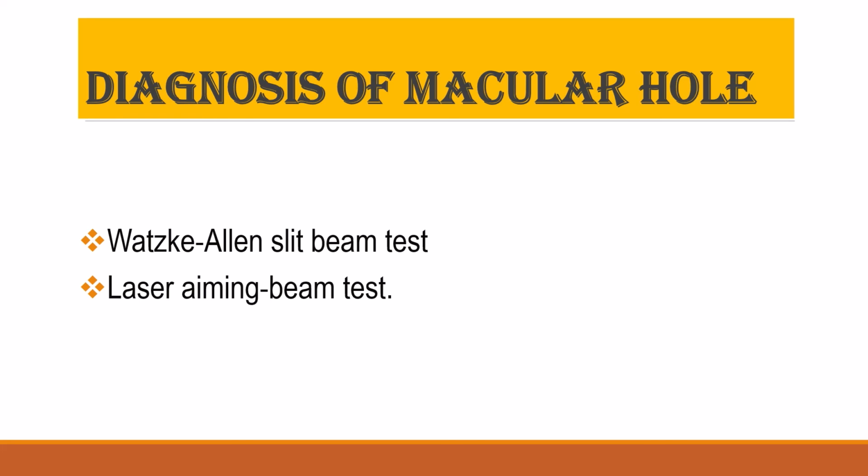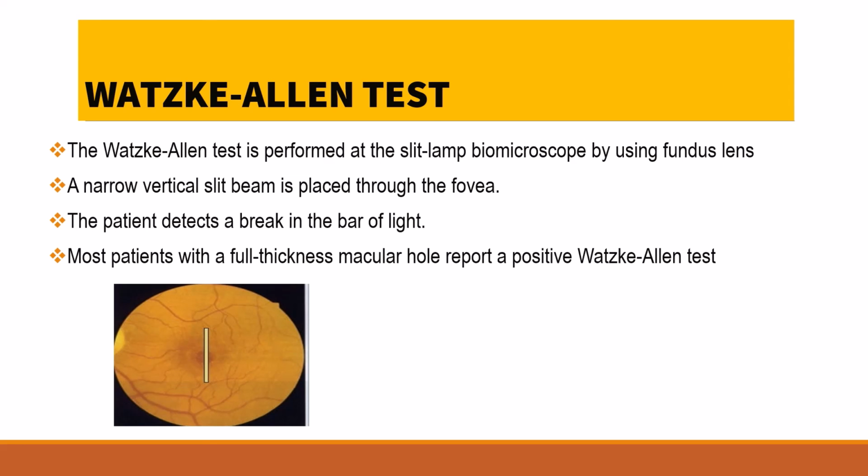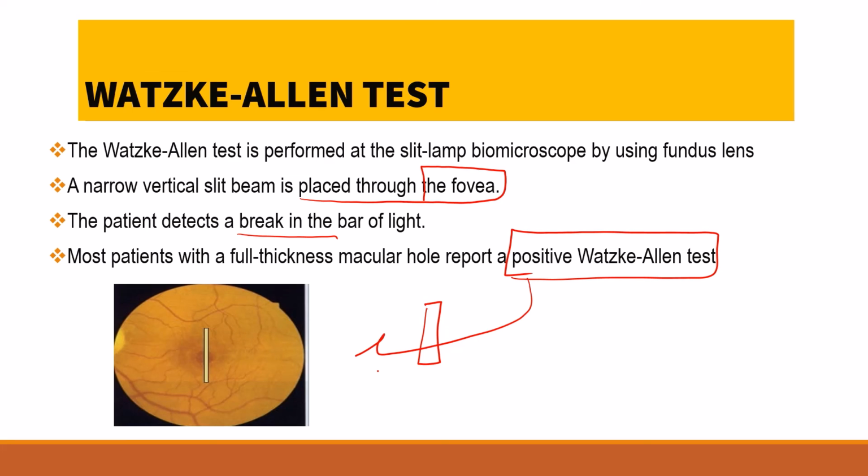But there are two diagnostic tests which are actually available for diagnosing the macular hole, and these are the Watzke-Allen slit beam test and the laser aiming beam test. The Watzke-Allen test is a very simple test done on a slit lamp using a fundus lens. A narrow vertical slit beam is projected onto the patient's fovea, and the patient is asked whether he sees a complete beam or he notices any break in the bar of light. If he notices any break, that is called a positive Watzke-Allen test, which means that there is a full thickness macular hole present in the retina.